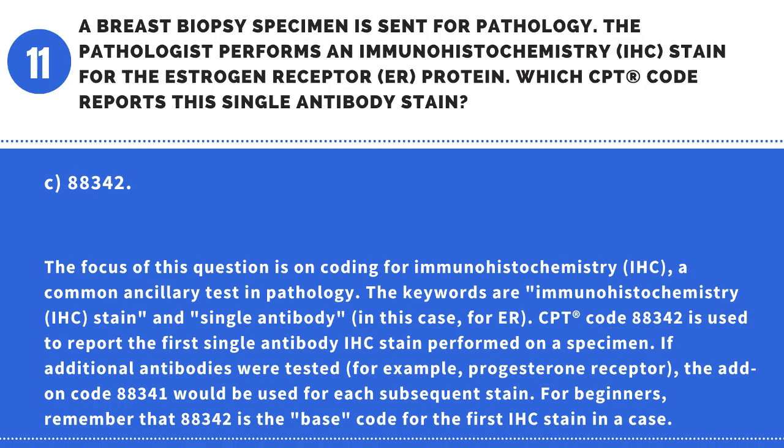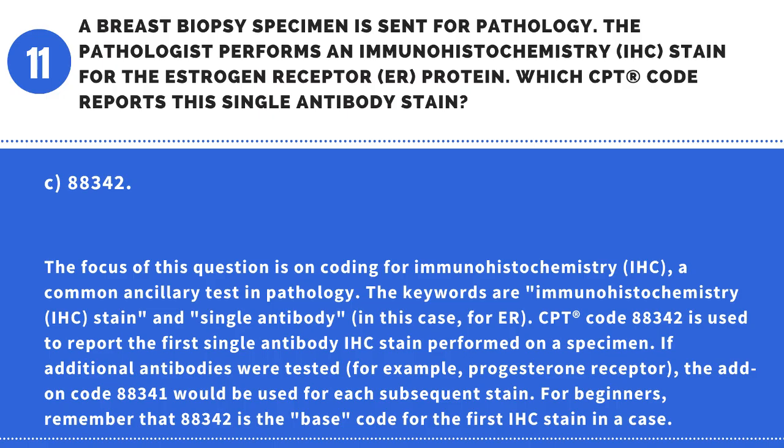Answer: C. 88342. The focus of this question is on coding for immunohistochemistry, IHC, a common ancillary test in pathology. The keywords are immunohistochemistry, IHC, stain, and single antibody, in this case, for ER. CPT code 88342 is used to report the first single antibody IHC stain performed on a specimen.